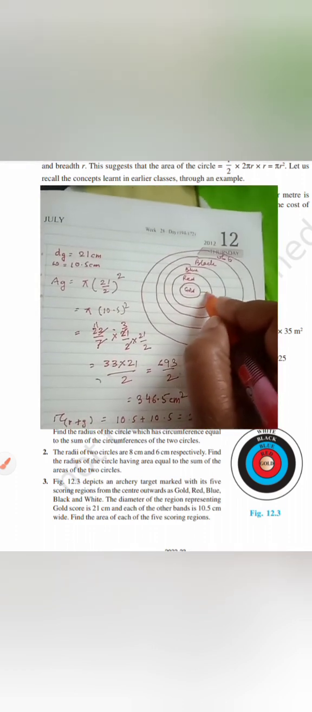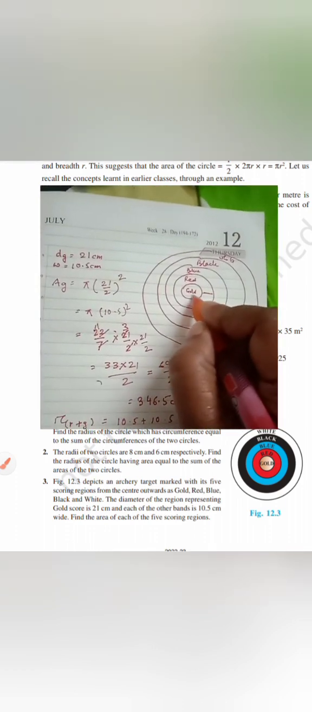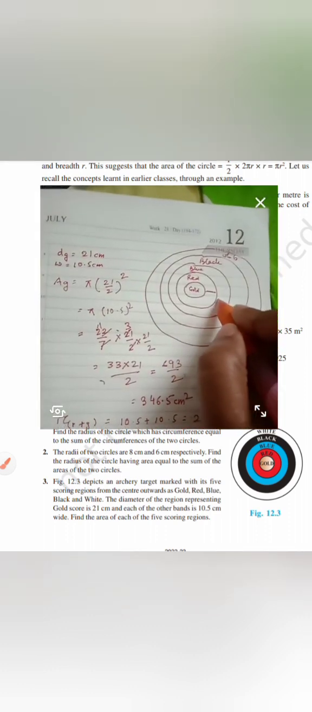The next part would be, I need to find the area of this. I have found the area of this, which is this minus this. Now, if I want to find the area of this, what will I do? I will find the total area minus this area. So that is how I will go ahead.